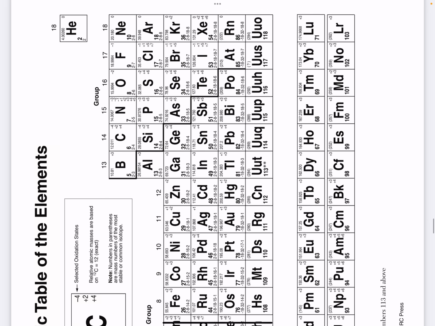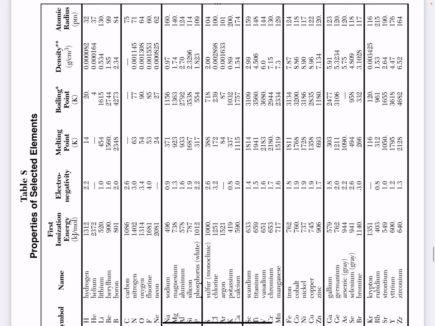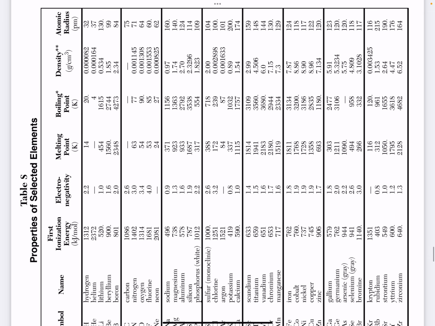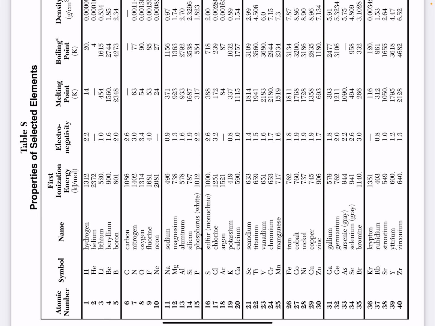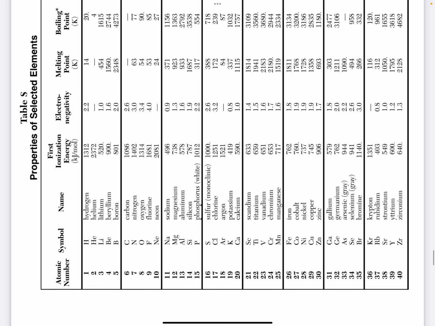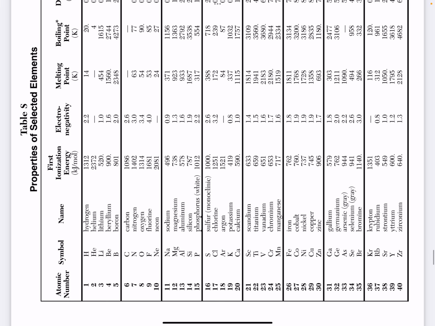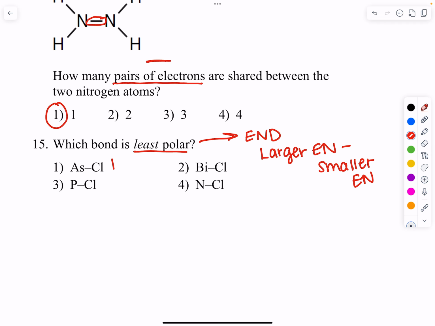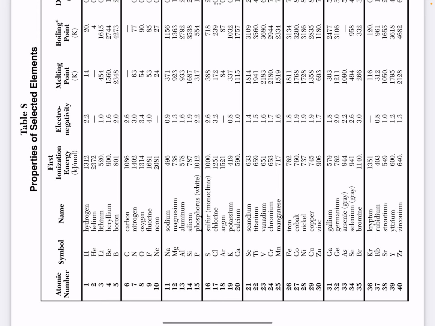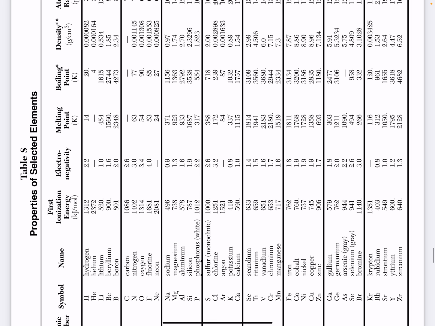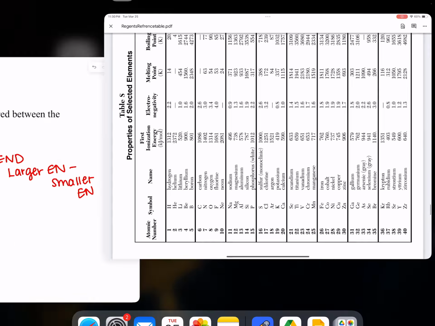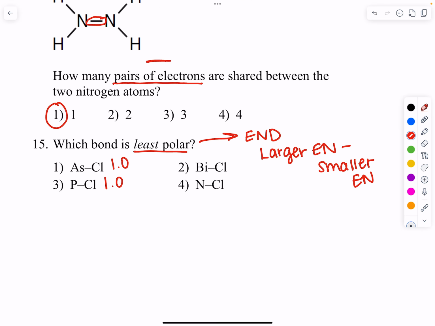Arsenic is 33, chlorine is 17. 33 has an electronegativity of 2.2, and Cl has an electronegativity of 3.2, so they have a difference of 1.0. Phosphorus and chlorine. Chlorine we said was 3.2, phosphorus is 2.2, okay, same difference, 1.0.